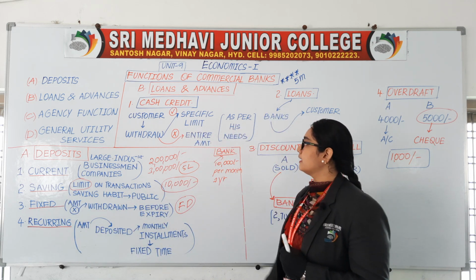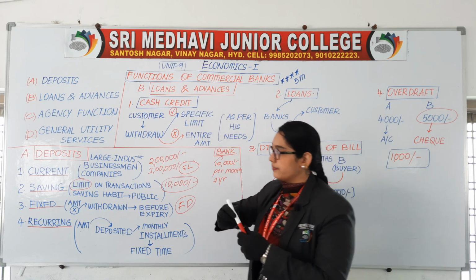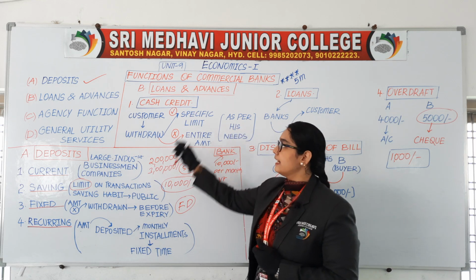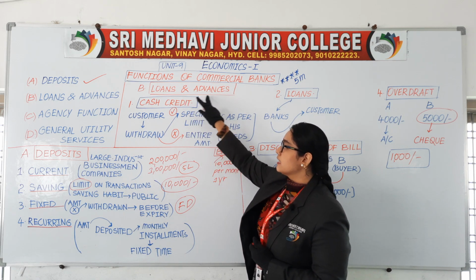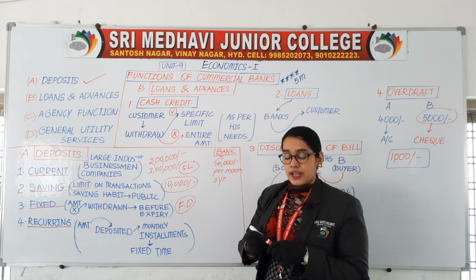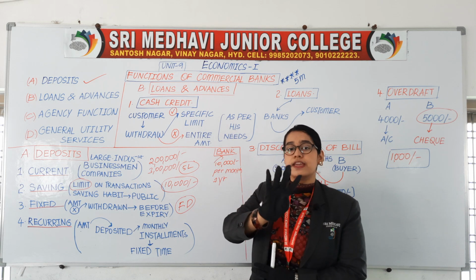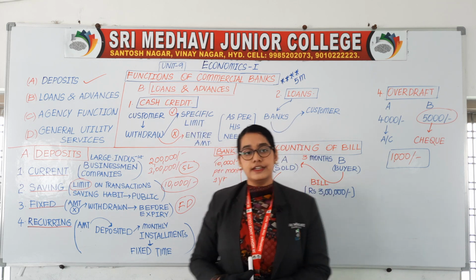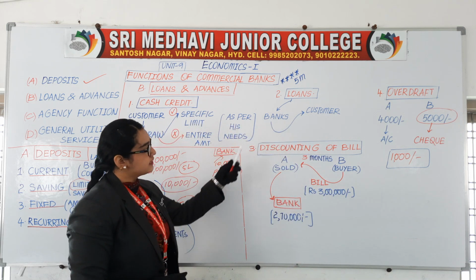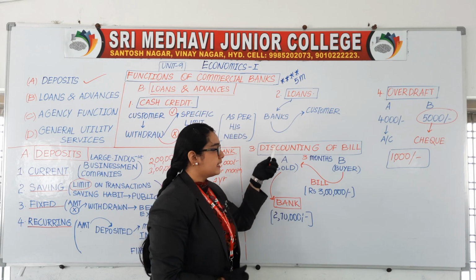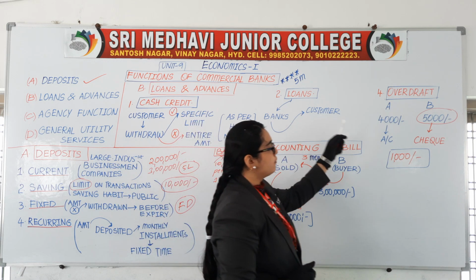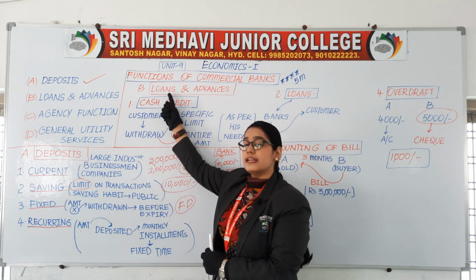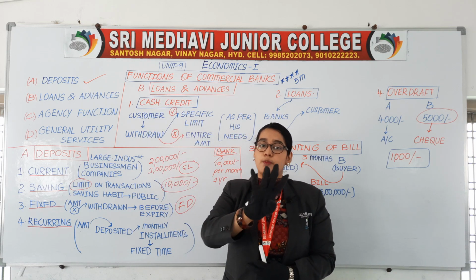Coming to the next one, that is B. We have completed A, that is deposits. The second function of commercial banks is loans and advances. Under this main heading, we have 4 more subheadings. First is cash credit, second is loans, third is discounting of bills and fourth is overdraft. What is the main heading? Loans and advances. Under this we have 4 more points.